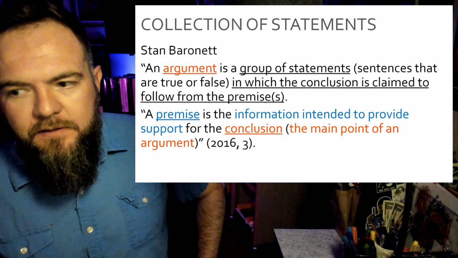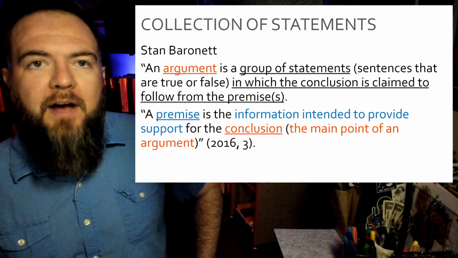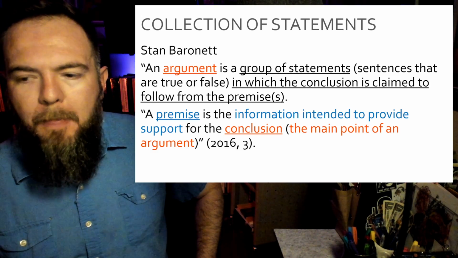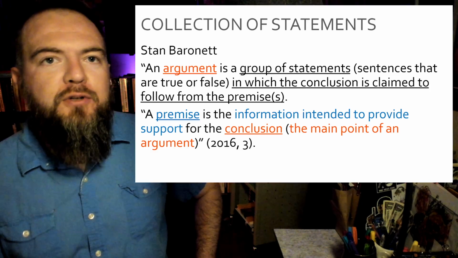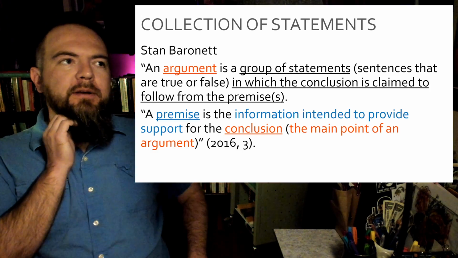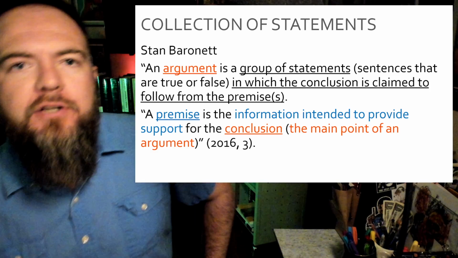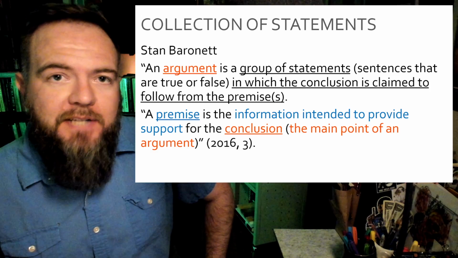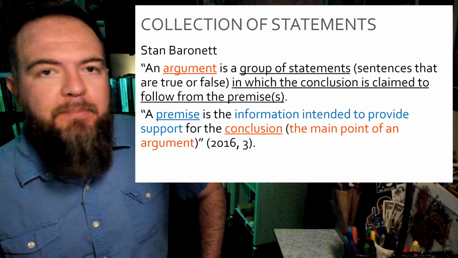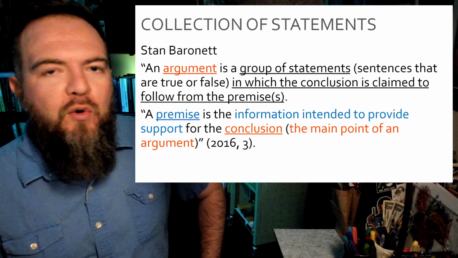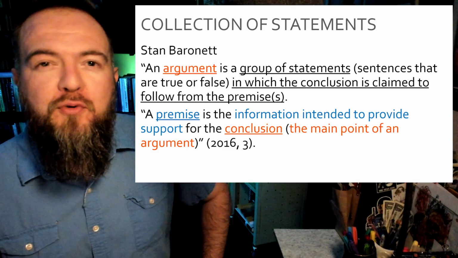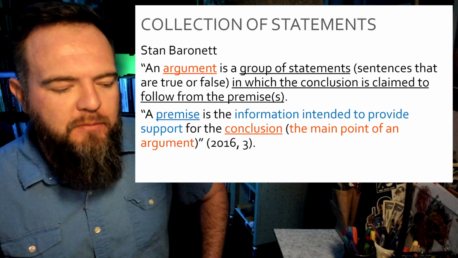A premise is the information intended to provide support for the conclusion, and the conclusion is just the main point of an argument. So basically, what we have in Stan Baronet's definition is that an argument is a collection of statements. These statements can be either true or false. What we mean by true or false is called truth aptness. We don't really have to go too much into it.